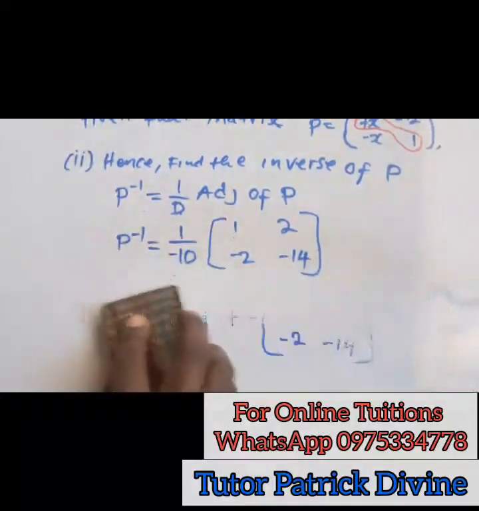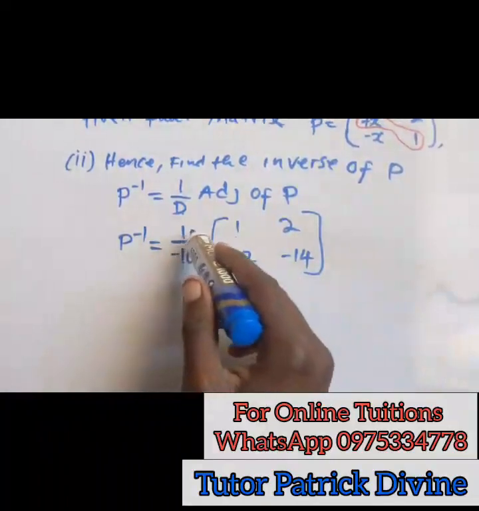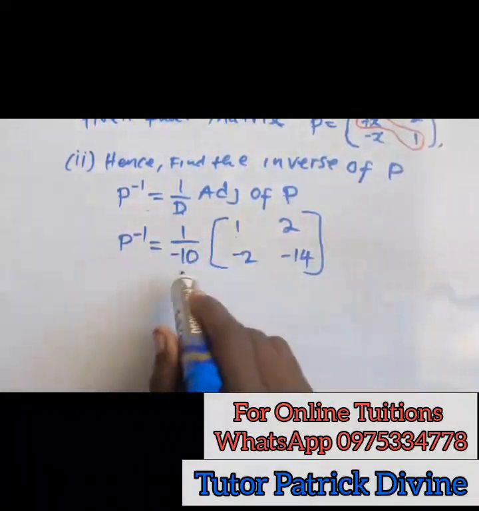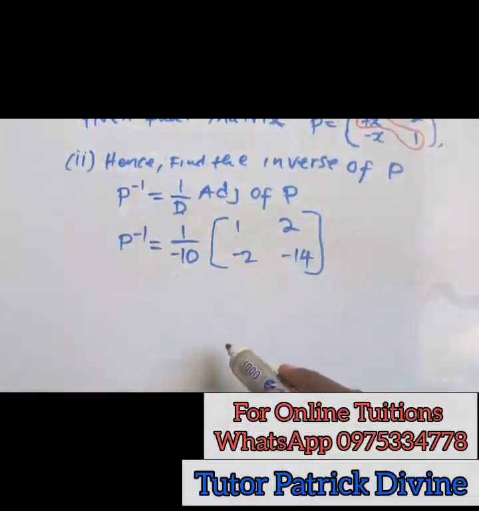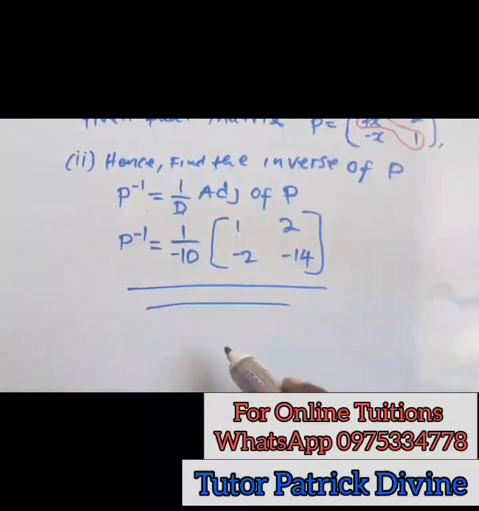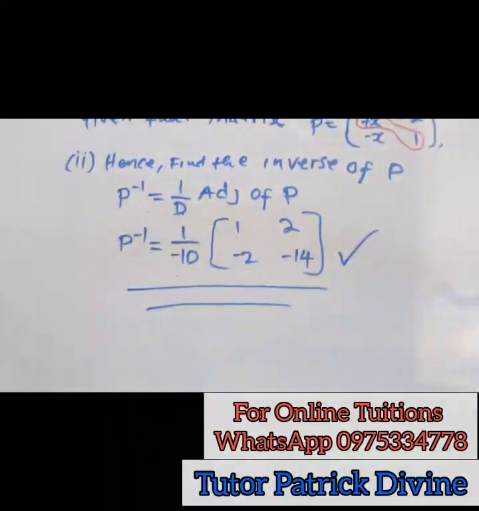Most of the students put themselves under pressure by multiplying everything, like 1 over 10 times that. So you can end from here. This is your inverse, and they'll give you full marks for that question.